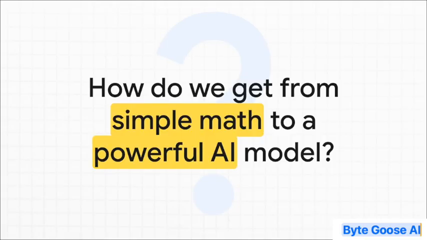So how does it actually happen? I mean, how do we get from something as basic as high school math to a powerful AI model that can generate art or write Python code? It really can feel like magic, can't it? Well, today we're going to pull back the curtain and show you exactly how that gap gets bridged. We're building this thing from the ground up.